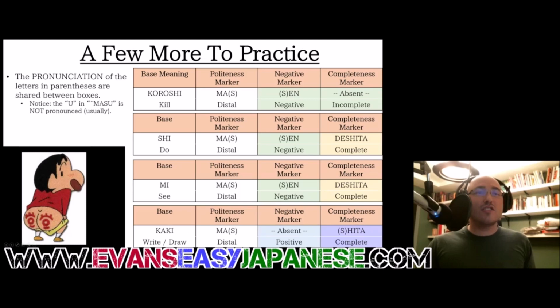Kakimas, no negative marker, so it's positive. And then shita, kakimashita. So kaki, I wrote or I'd write or I draw, and I'm putting a distance between us, and I'm making it complete. So, kakimashita. I wrote something or I drew something, and we are done with the drawing and writing.